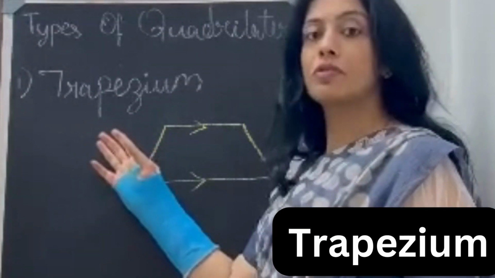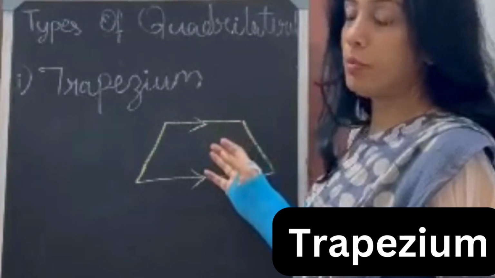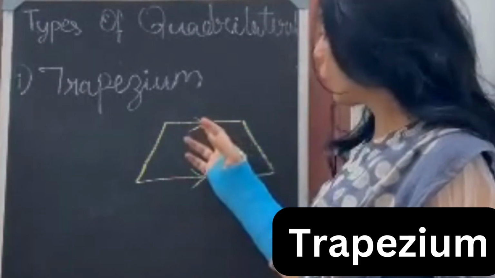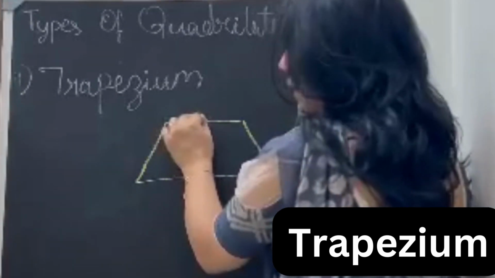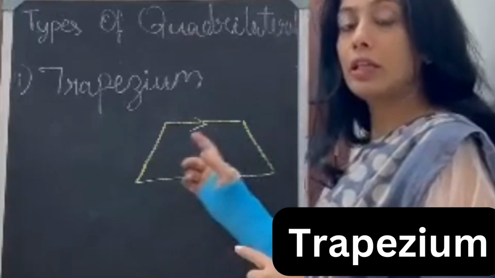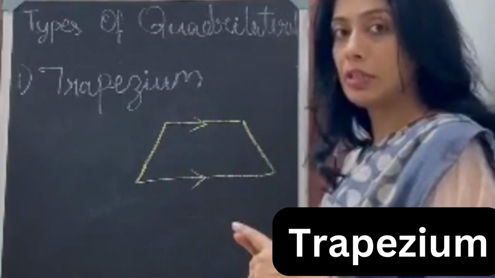The first type is trapezium. Trapezium is a closed figure where only one pair of sides is parallel to each other. The other two lines are not parallel to each other. If extended, they will meet each other.